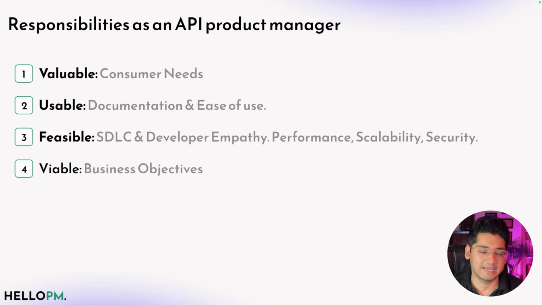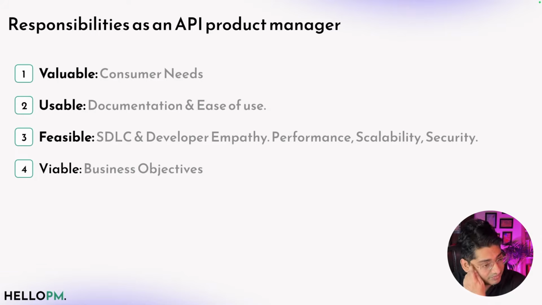And then the last part is viable. You have to understand the business objectives, whether the API that you are creating aligns with the long-term and short-term goals of the company and different departments in the company or not. So these are the 4 things that you need to take care of while becoming an API product manager. Here, understand that the valuable part is the most important for you to consider as a product manager, because the developers are going to be your consumers and you need to make sure that you can empathize with them.